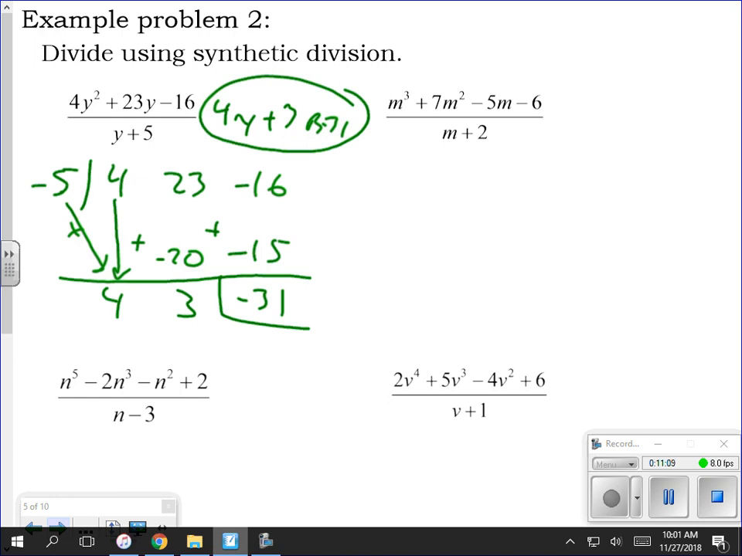So with like the n to the fifth one down there? Yeah, so it'll be n to the fourth. It's going to be my first term. All right. Okay. So let's do another one here.